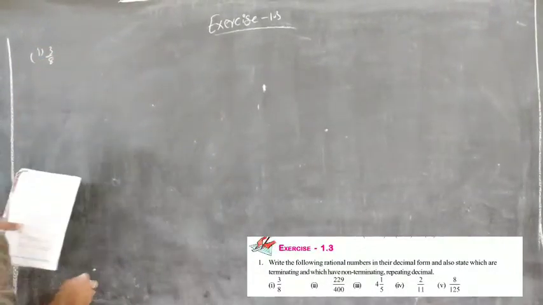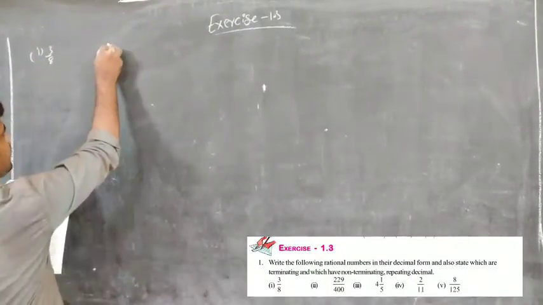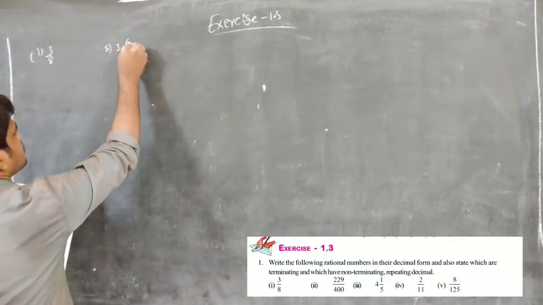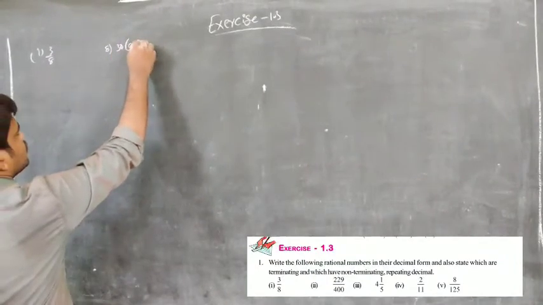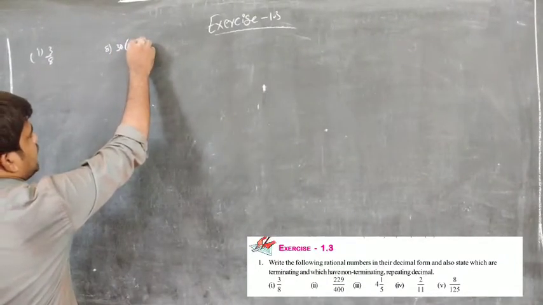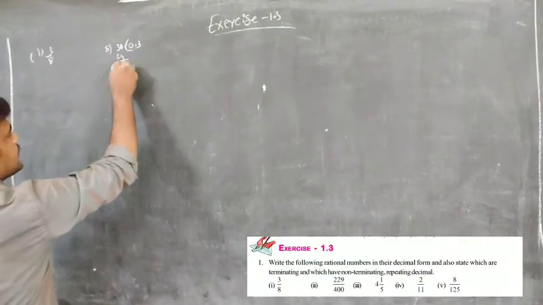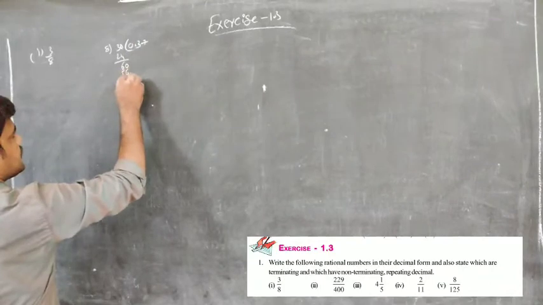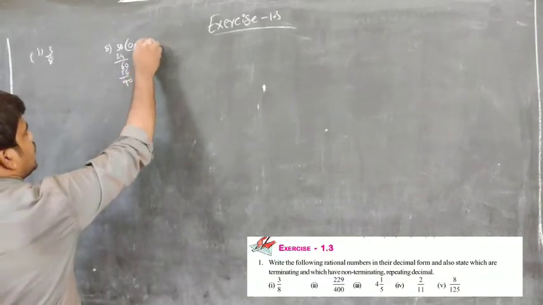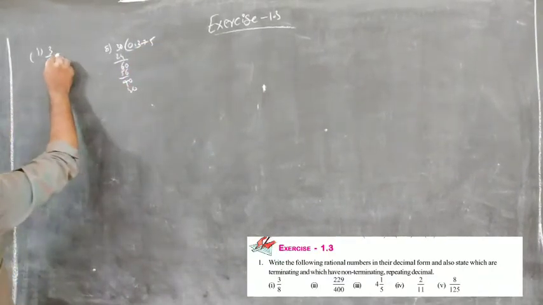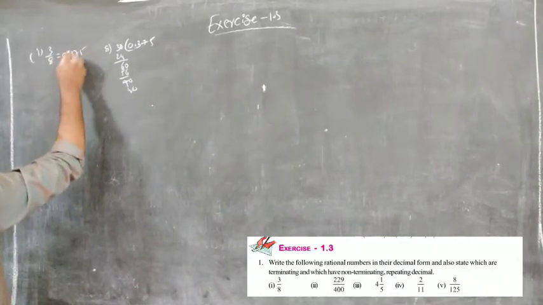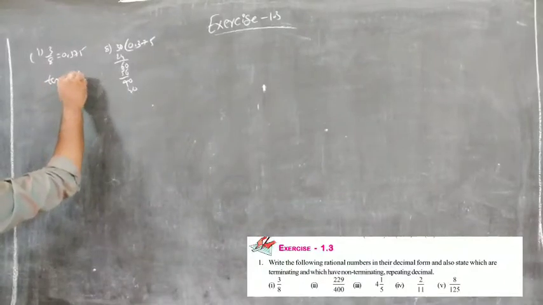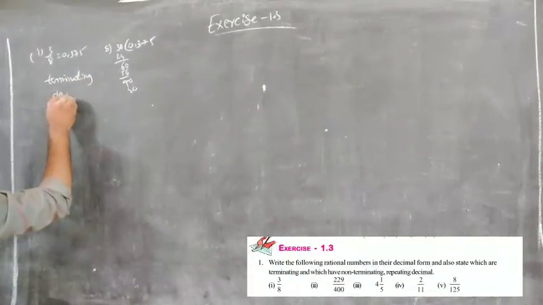First question, 3 by 8. Divide 3 with the help of 8. So 0.0. 8 3s are 24, remainder 6, 0.0, 8 7s are 56, remainder 4.0, 5 times 40. So 3 by 8 equals 0.375. So it is a terminating decimal.